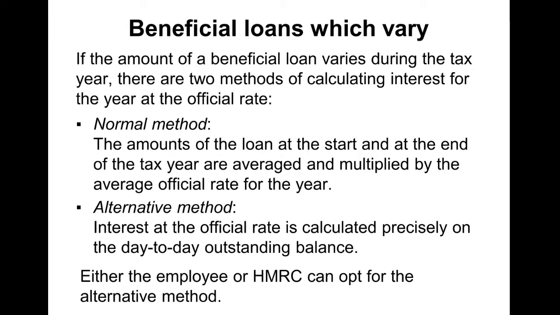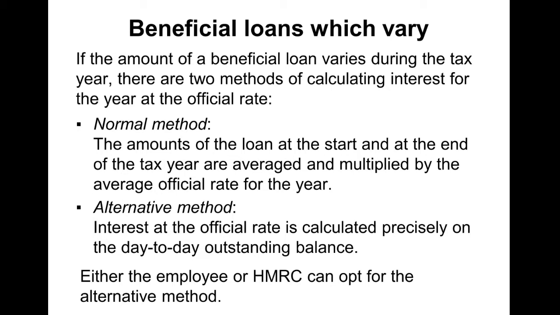If, for example, an employee was given £20,000 to start with, and then they paid 5K after a few months, and then paid another 3K after a few months, how do you calculate the benefit in kind? The first is the normal method, which takes the average of the amount standing at the start and at the end, divided by 2. You multiply that by the official rate, and then you prorata it if you need to.